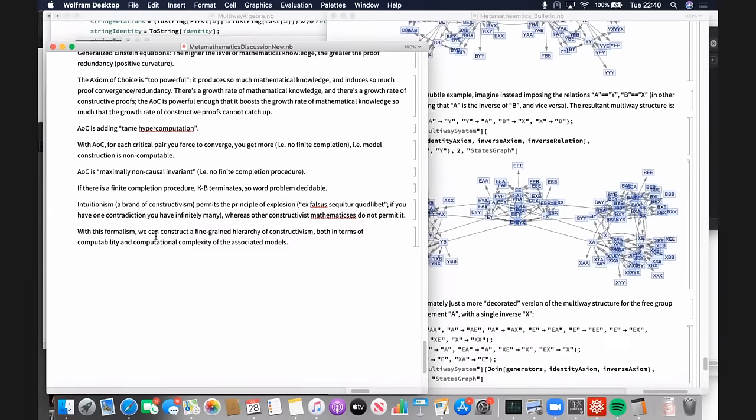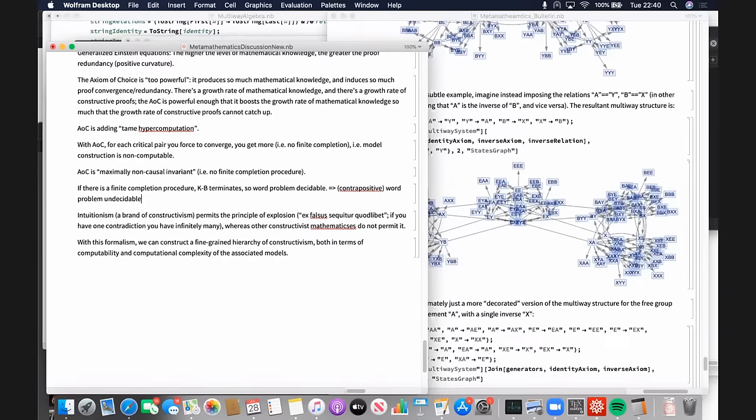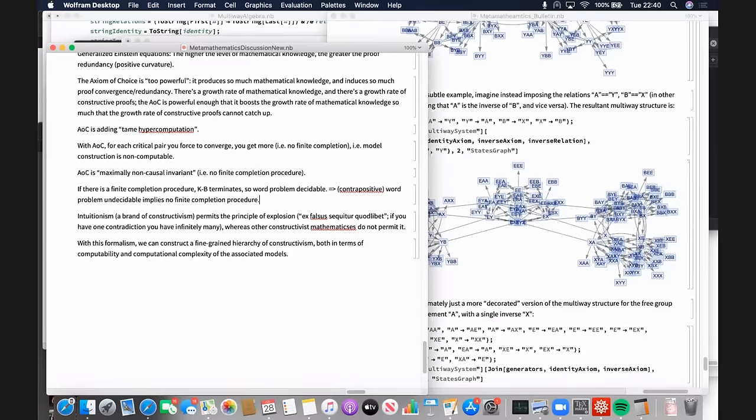Right. So what is the relationship between non-decidability of the word problem and the axiom of choice or other so-called non-constructive axioms? Where do you see the undecidability of the word problem show up in connection with that axiom? I don't know. I mean, this is saying that the undecidability of the word problem could be thought of as a feature of the proof network. What does it mean for the proof network to say that the word problem is undecidable?